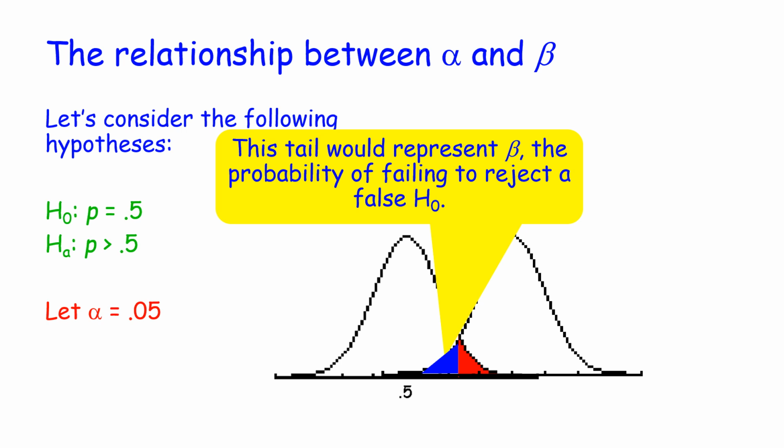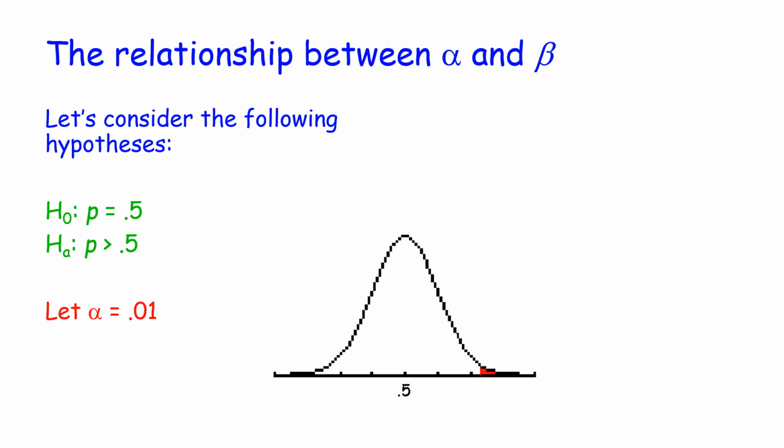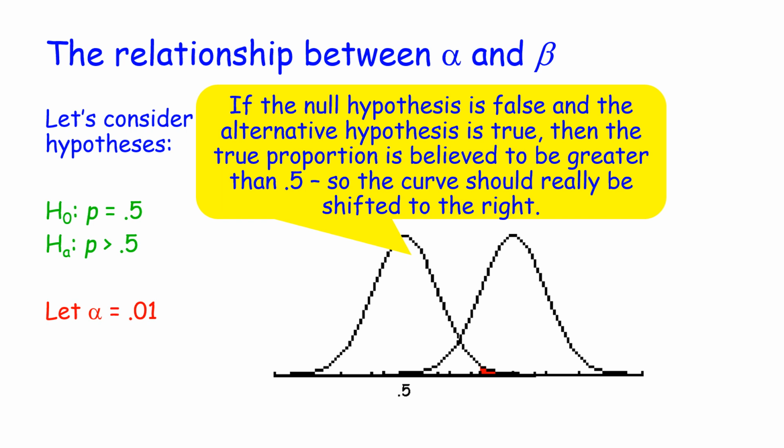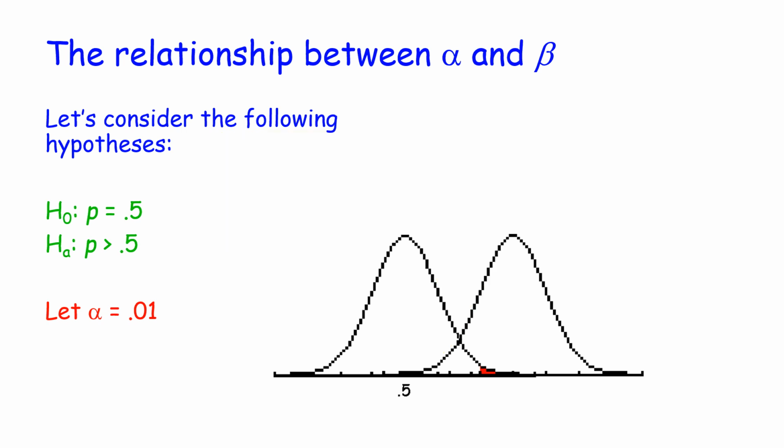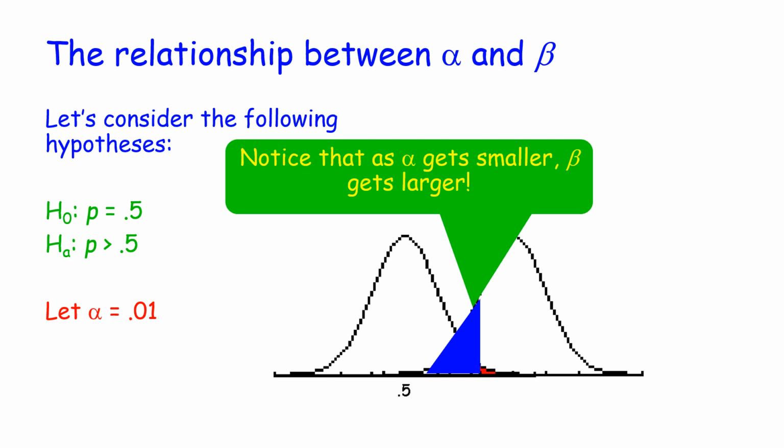So let's suppose that our alpha this time equaled 0.01. Again, the curve is shifted to the right, and this tail would represent beta, the probability of failing to reject a false null hypothesis. Notice that as alpha got smaller, beta got larger.